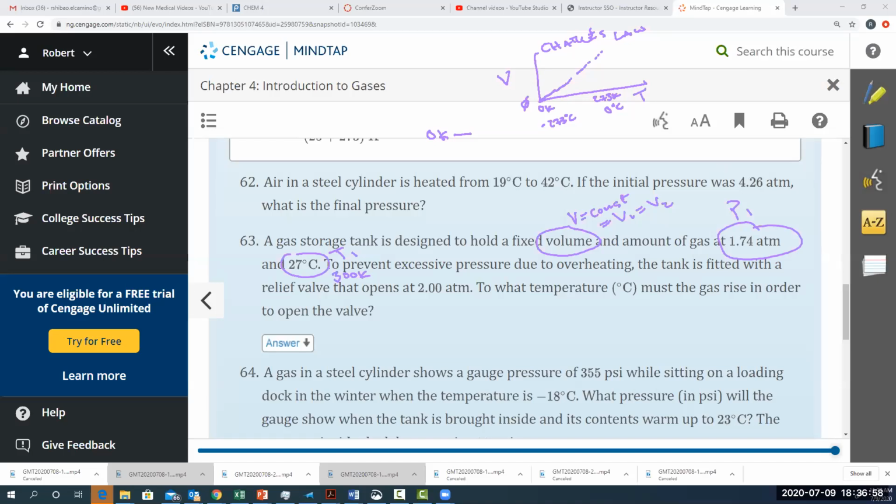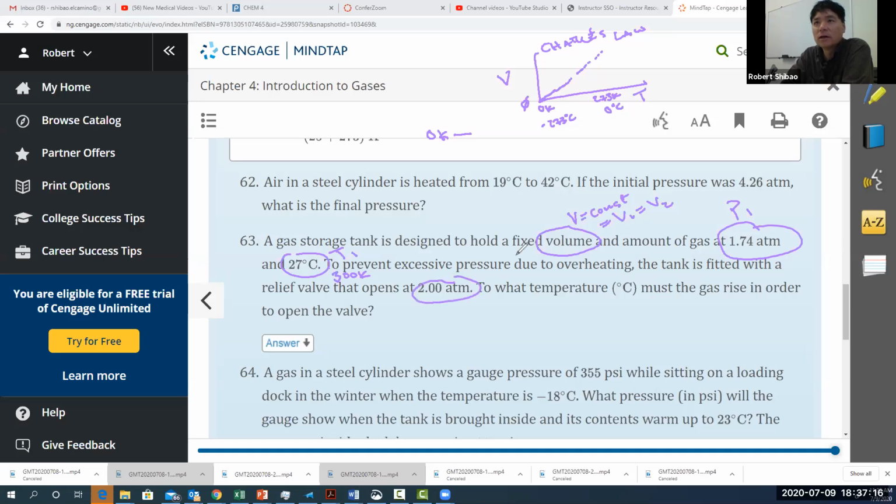All right. So we need to convert it to Kelvin. Otherwise, we have to use the offset formula, as I mentioned before, and I don't want to use the offset formula. To prevent excessive pressure due to overheating, the tank is fitted with a relief valve that opens at 2.0 atmospheres. And so this will be P2. To what temperature, so this is T2, must the gas rise in order to open the valve?